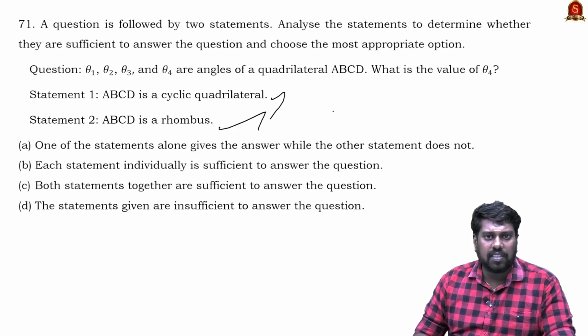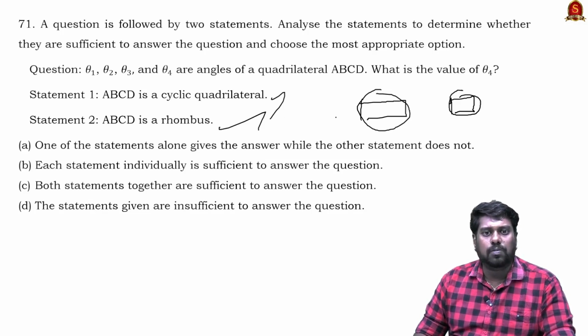ABCD is a rhombus, ABCD is a cyclic quadrilateral. What are the only two types of cyclic quadrilateral? A circle will be there, and inside it you will have either a rectangle or a square. That is the meaning of cyclic quadrilateral. So ABCD is a rhombus. A rhombus is what? It can be a rectangle or it can be a square. Your theta value is going to be 90 degrees only.